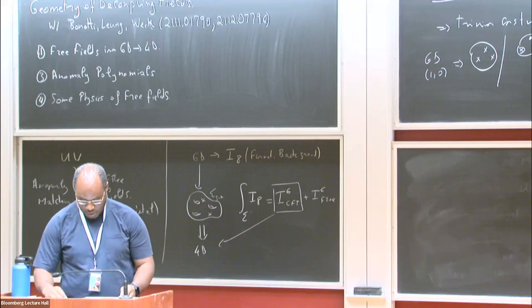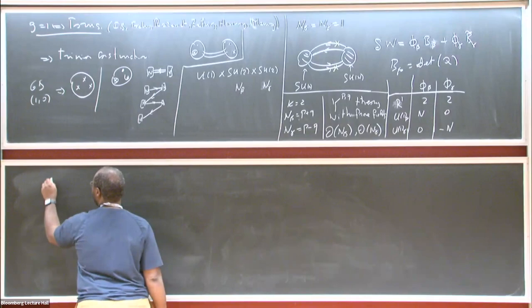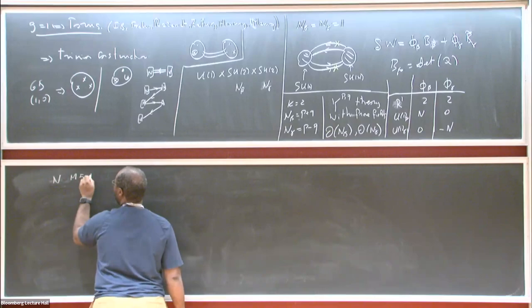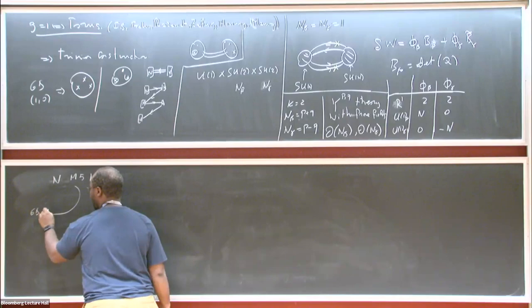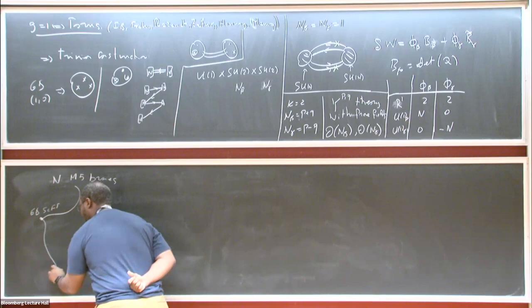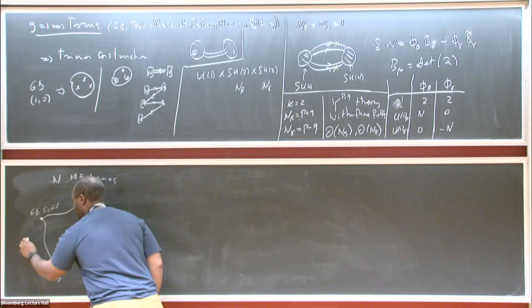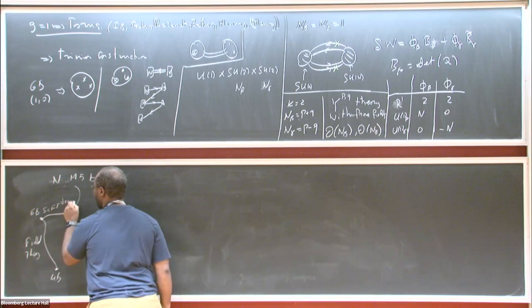Good. So the picture so far you should have is, if we think about this theory where we start from the N M5 branes, we considered a system where we do a decoupling limit to some 6D SCFT. And then from this decoupling limit, we try to flow down to a 4D theory. So this is a field theory flow here, and this is a decoupling limit here. So this is what we've just done.